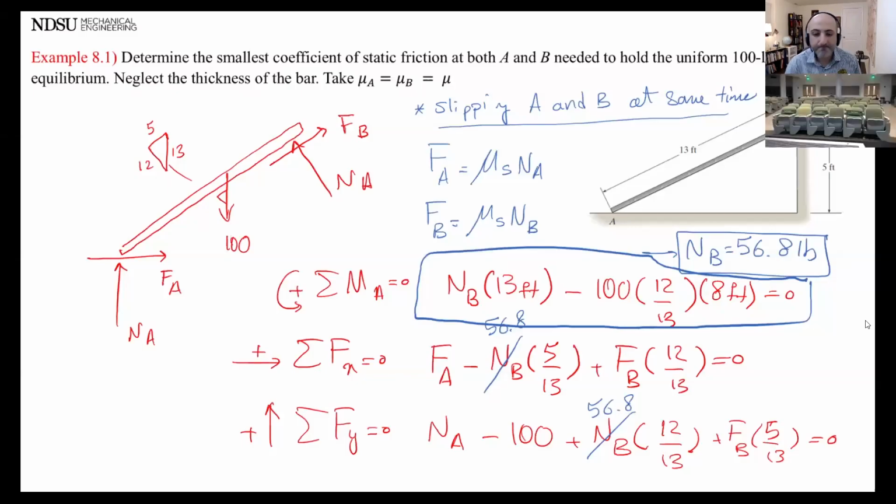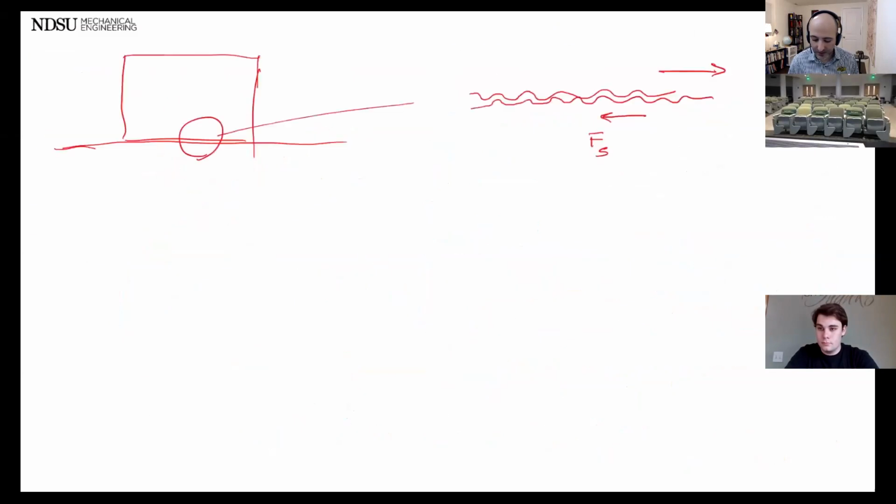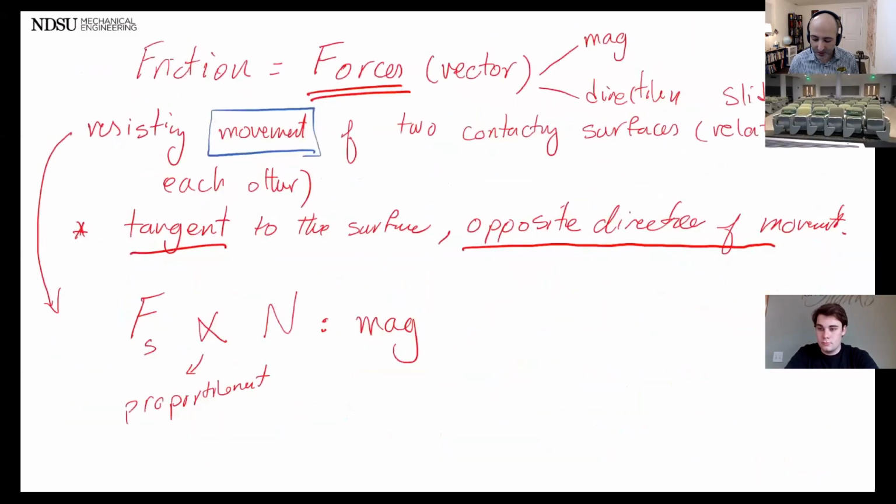So on Wednesday, this is where we stopped. We were talking about friction. And what is friction? Let me see if I have my notes here. Yeah. So we talked about friction being a force. When we say a force, it means it's a vector, it has a magnitude and a direction. The magnitude is proportional to the normal force, and the direction of it is opposite the direction of movement or the potential movement. All right.